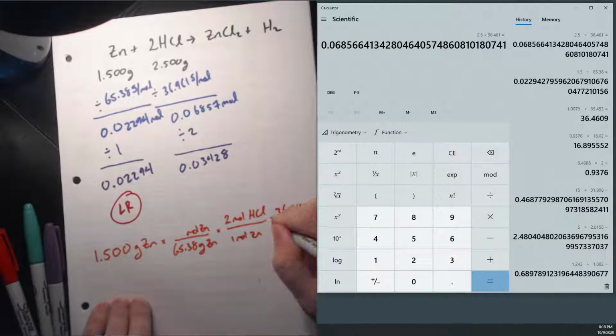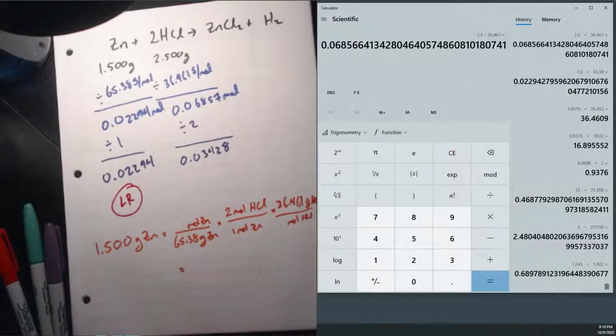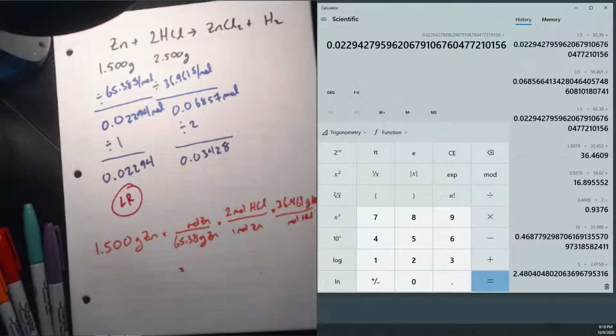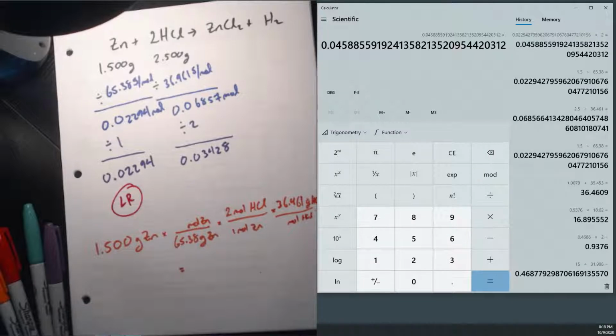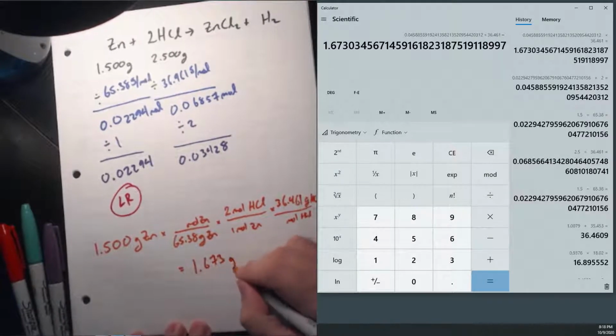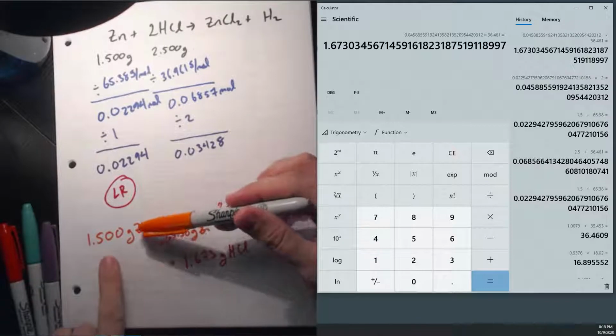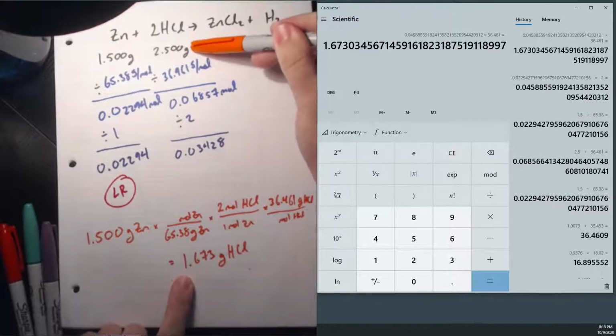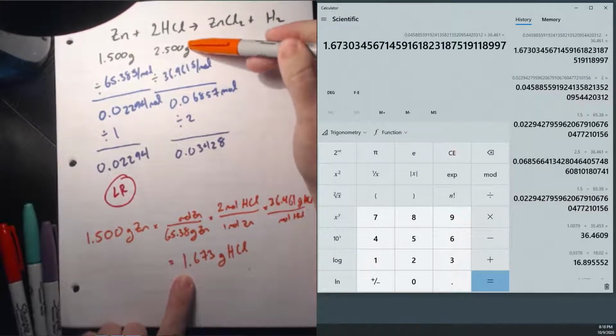36.461 grams per mole HCl. And when we do that, we plug it into our calculator. 1.5 divided by 65.38 times 2 times 36.461. The answer we get is 1.673 grams of HCl. So what we see there is 1.5 grams of zinc will need 1.673 grams of hydrogen chloride, and we have more than that, which means that this is our limiting reactant and this is present in excess.